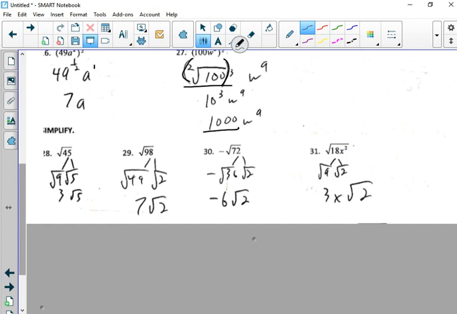Square root of 36 is 6. But don't forget this negative. That makes it negative. Negative on the outside does not mean no solution.